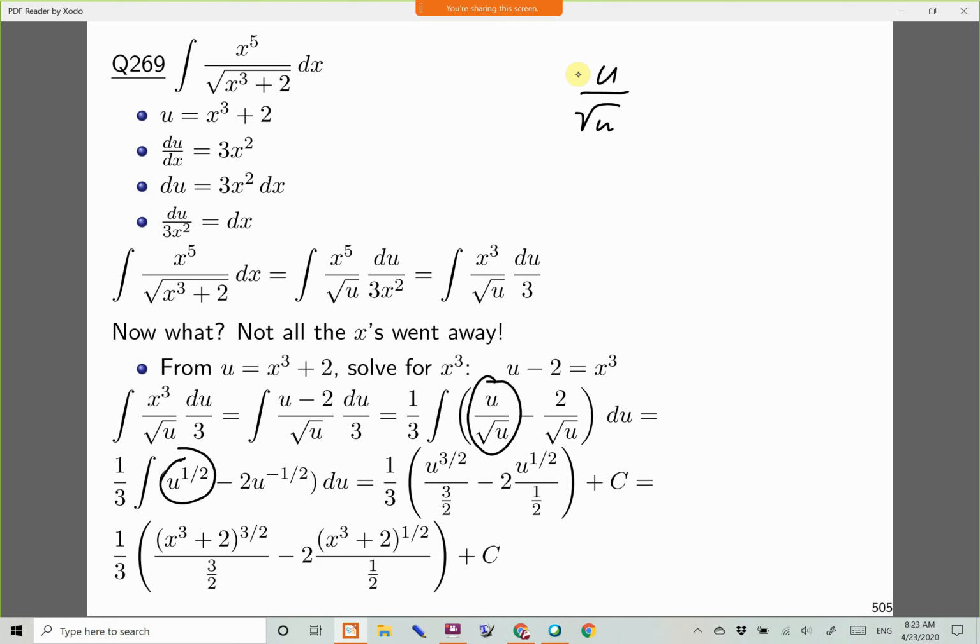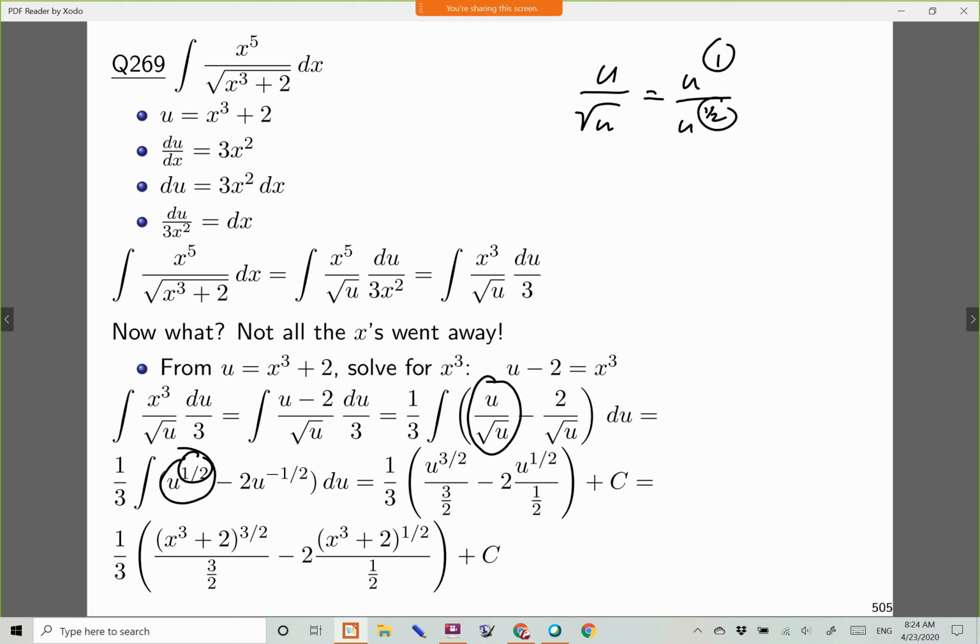u over root u, this is u to the 1 over u to the 1/2. And when you have things with the same base, normally when you're multiplying things, you get to add the exponents. But when you're dividing, you have to subtract the exponents. So this 1 exponent and then the 1/2 exponent, when you subtract, that's why this exponent is a 1/2.